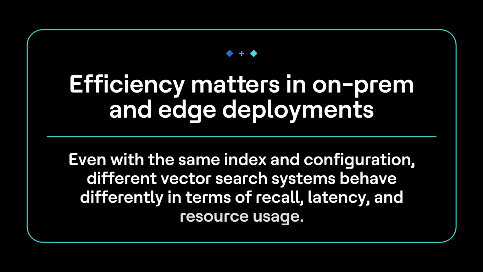Even with the same index and configuration, different vector search systems behave differently in terms of recall, latency, and resource usage. Industry benchmarks can give you a starting point for comparison, but the only way to know how a vector search system will perform for your workloads is to evaluate it against your own data and query patterns. You've now got an understanding of how HNSW and IVF are structured, how they search, and crucially, how to choose between them based on your latency targets, memory constraints, and update patterns.